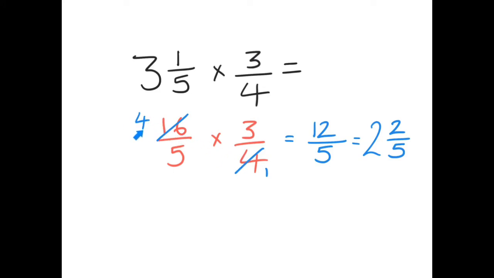So then we multiply our numerators. 4 times 3 is 12. 5 times 1 is 5. We have an improper fraction as an answer. To put it in its simplest terms, we must make it into a mixed number. 12 divided by 5 is 2, with 2 fifths remaining.